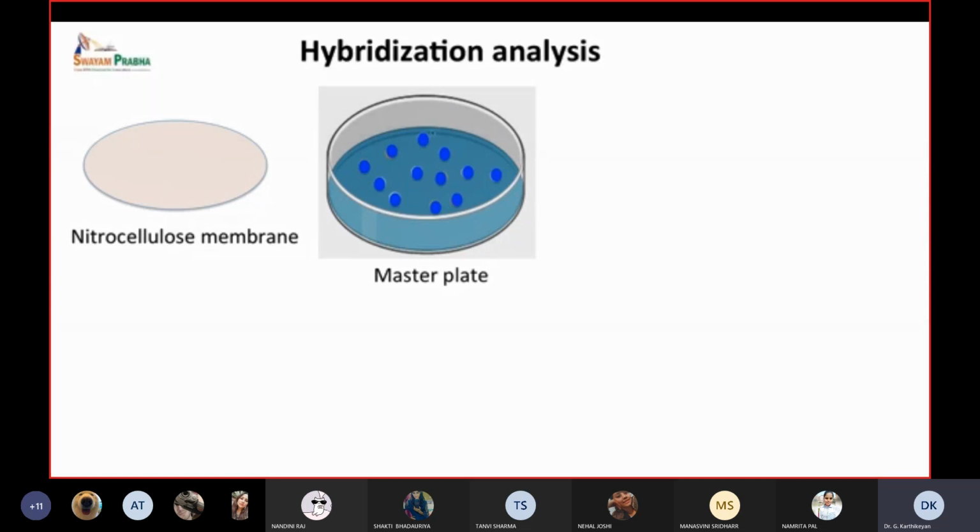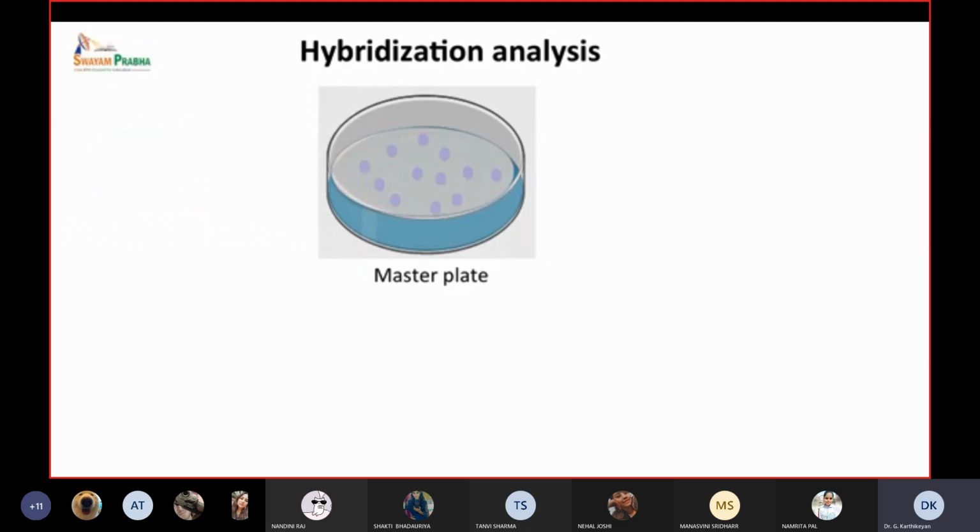Nitrocellulose membrane. So I will just show the cartoon for one single plate, but essentially you have a collection of plates on which this analysis will be done. So you take a nitrocellulose membrane and you gently put it on top of the plate and you lift it very gently so that the plaques do not get dragged and mixed with each other.